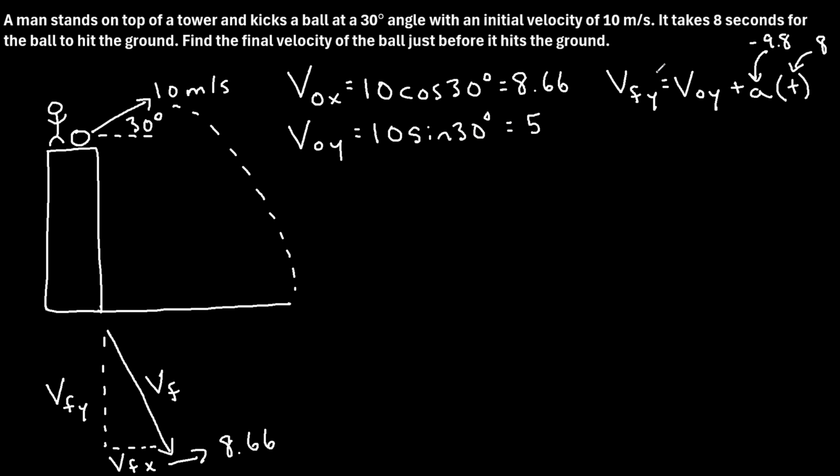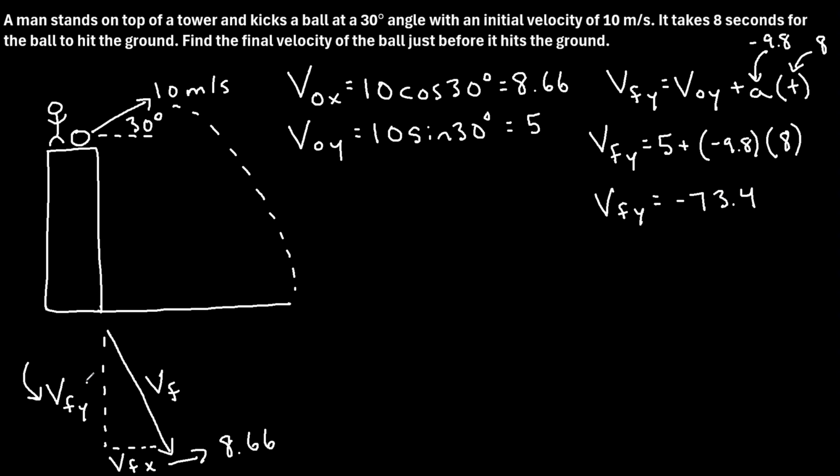So now we have everything we need to figure out what this final velocity in the y direction is. So let's write that down. We'll say the final velocity in the y direction is equal to the initial velocity, we just found that's 5, plus acceleration is negative 9.8, and the total time, again, is 8 seconds. So when you punch this into a calculator, you find that the final velocity in the y direction is equal to negative 73.4. So this value right here, the final velocity in the y direction is negative 73.4. So we figured out the y and the x component of the final velocity vector.